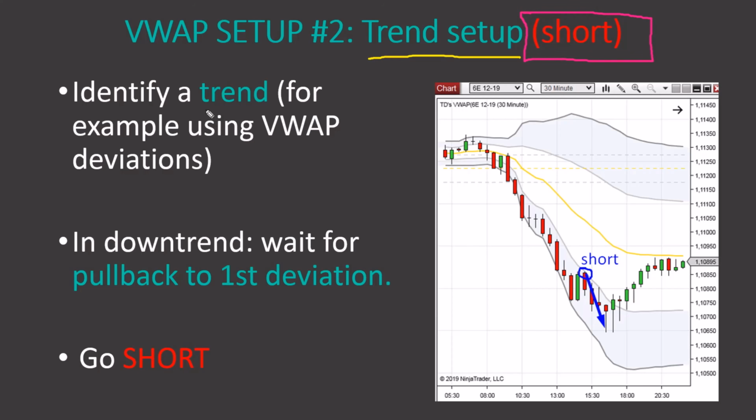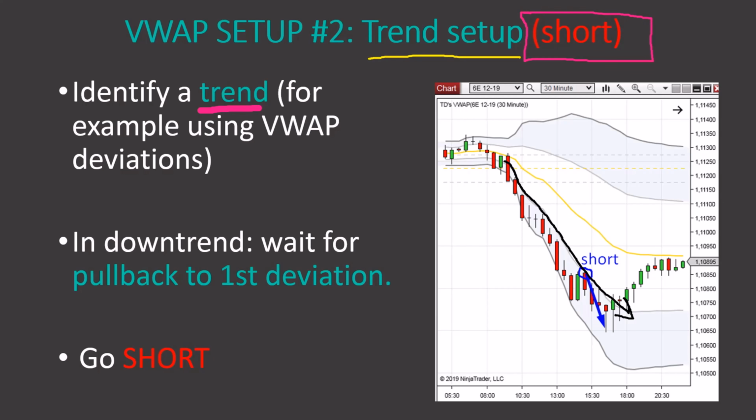The first thing you want to do is identify a trend. Again, it is best to identify a trend using the first deviations. So in this case, it's actually pretty visible if you look at the candles, right? The price is just moving downwards. No way this was a rotation. But anyways, let's stick to the rules. First deviation heading downwards. This is a strong downtrend. So we can start looking for the trend setup.